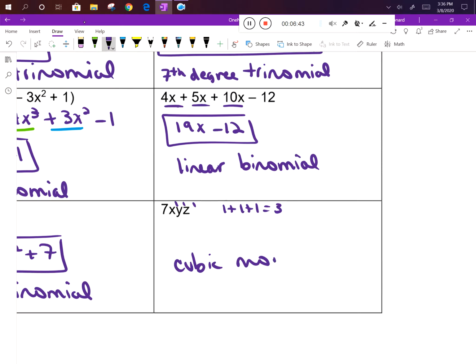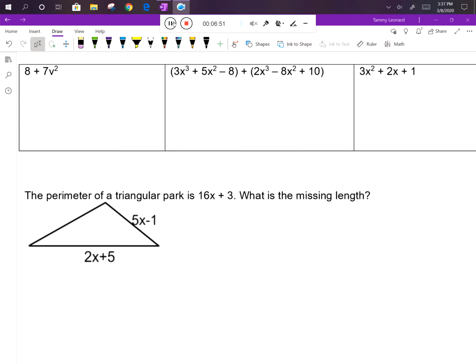Oops. And it was simplified in the first place. Flipping the paper over to the back, we're going to do a little bit more of this simplifying and classifying.